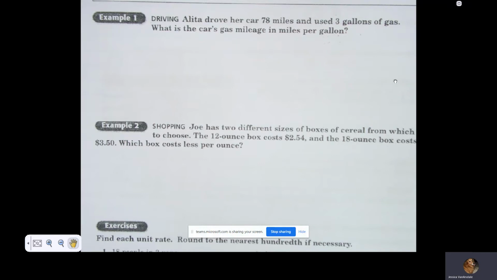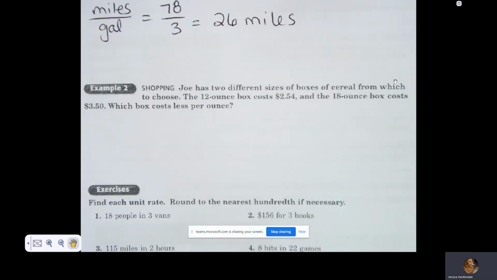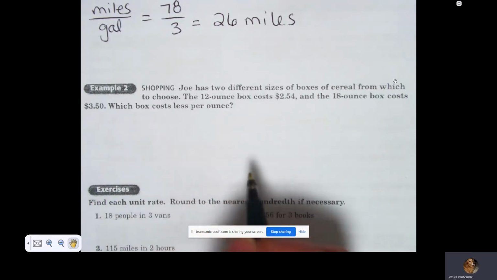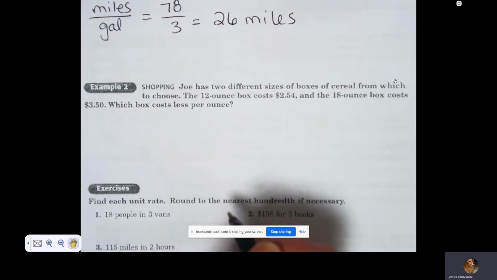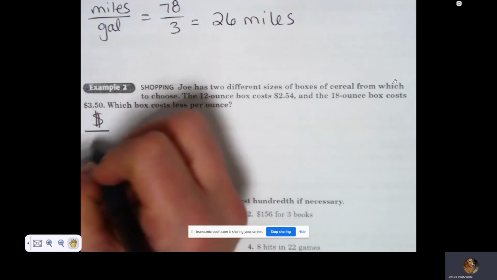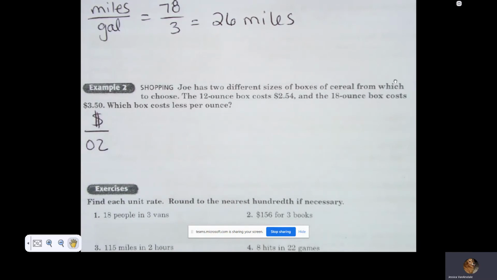Okay. Here's how you do this. What's different about this one is when we go to the question, which box is less per ounce? Here's the clue on this. Anytime you see a dollar sign in the problem, your dollar sign's going on the top, no matter what. If it's dollars per hour or cost per ounce, whatever it is, that dollar sign number is your number on the top. Make sense?